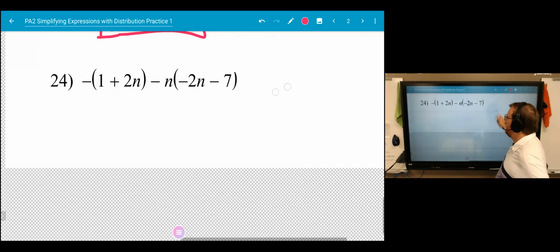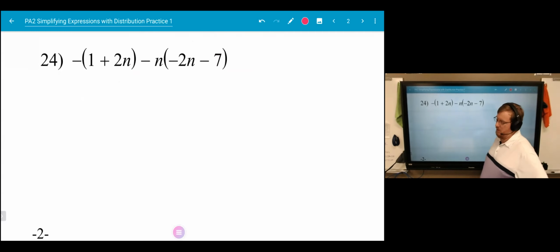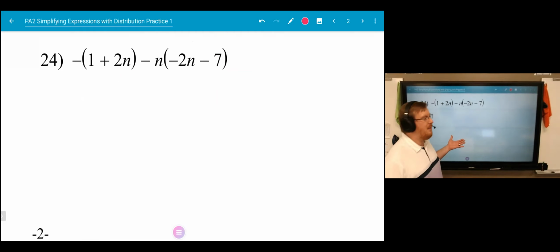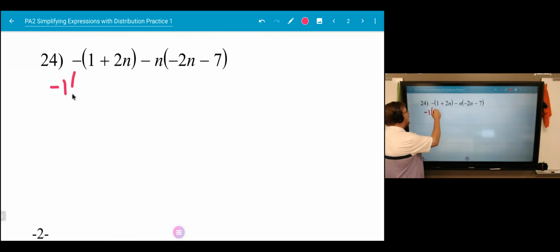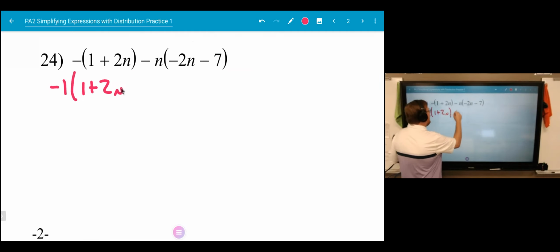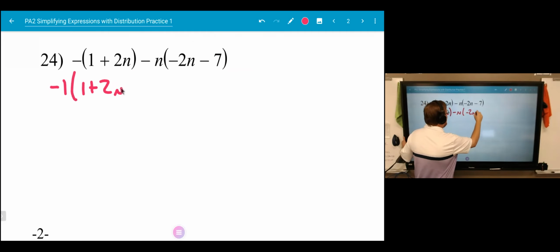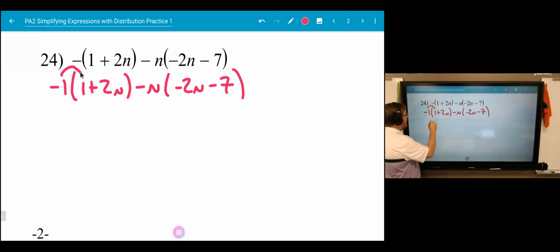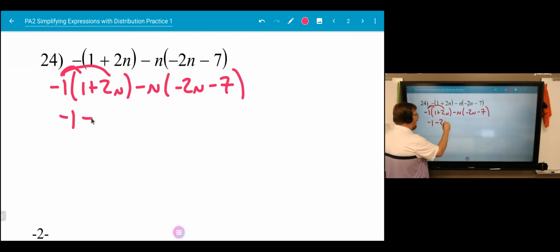So let's look at number 24. We're going to use a couple different principles here. One we've already talked about, and one that we haven't yet, but we can. Let's look at this. This negative out front, that's like, again, like we just talked about, that's like -1 times 1 plus 2n minus n times -2n minus 7 in parentheses there. I'm going to distribute the -1. -1 times +1 is -1. -1 times +2n is -2n.